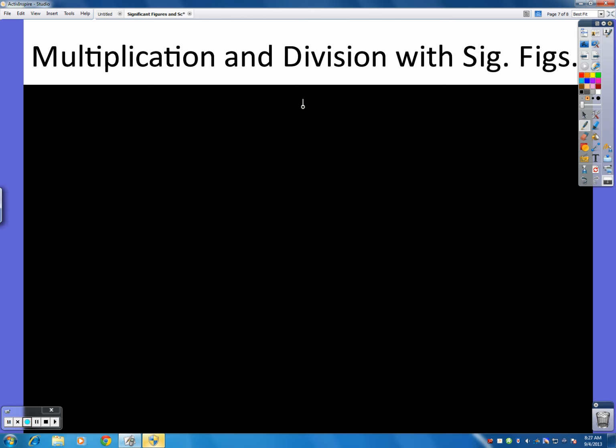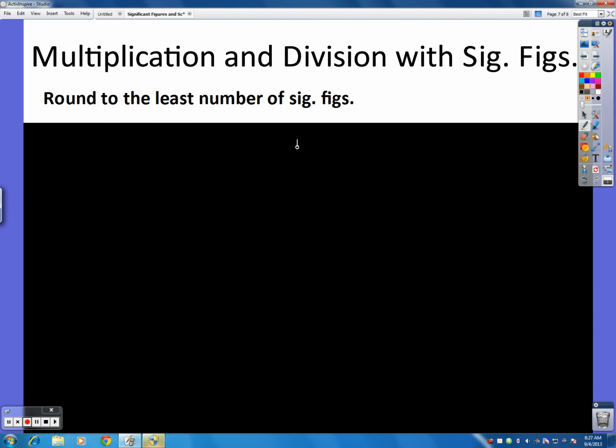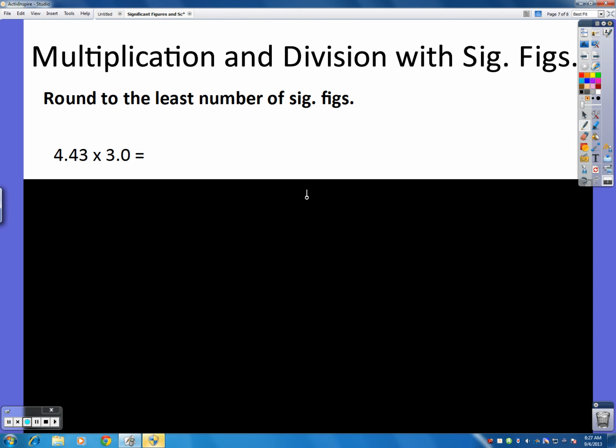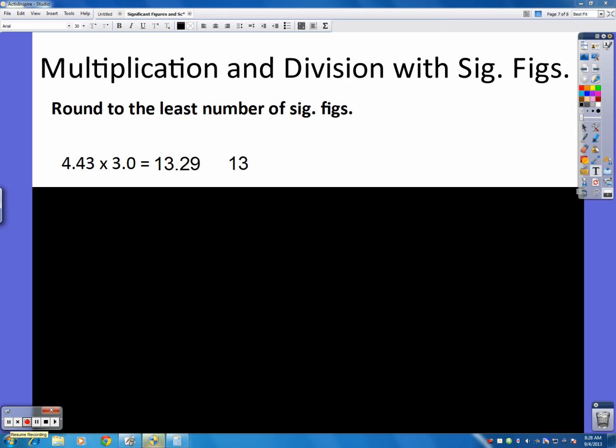So now we're going to look at multiplication and division with significant figures. Slightly different rule here. Here we're going to round to the least number of significant figures. So let's take an example. Let's take 4.43 times 3.0. Go ahead and figure this out and then see if you can figure out how many significant figures you should round to. In this case, when you use your calculator, you should have gotten 13.29 as your product of 4.43 and 3.0.